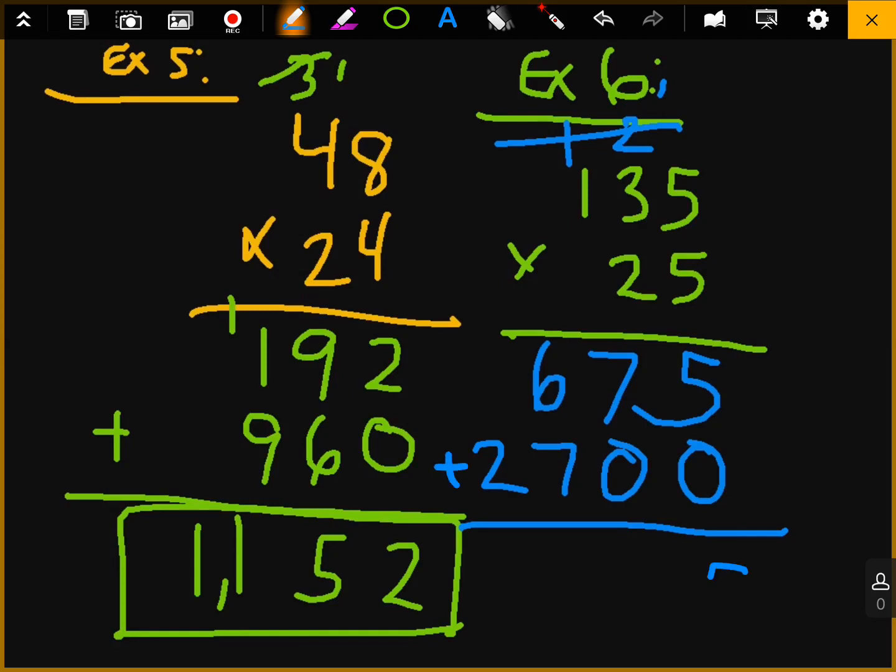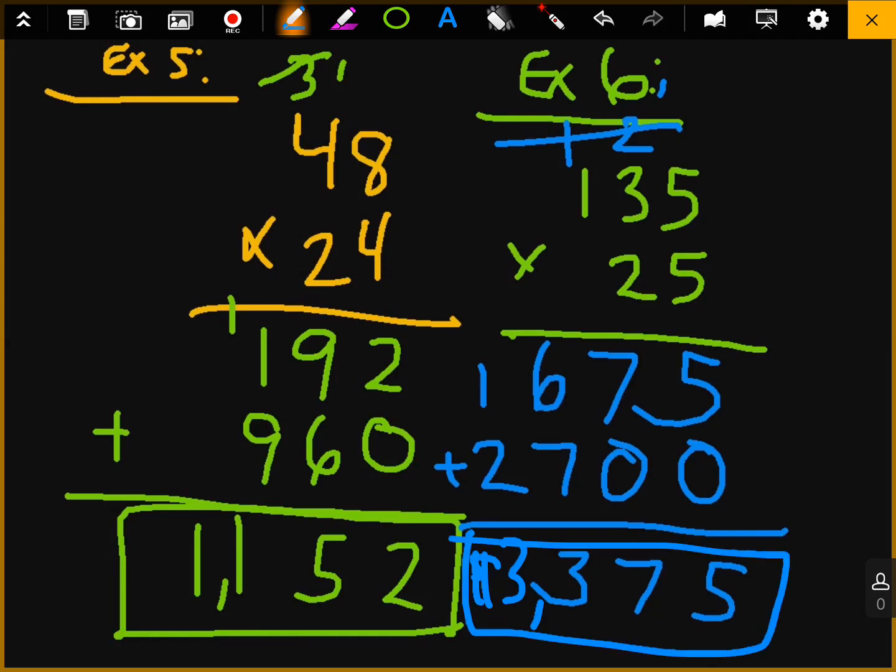5 plus 0 is 5. 7 plus 0 is 7. 7 plus 6 is 13. And 2 plus 1 is 3. So our answer is $3,375. Those are all the examples.